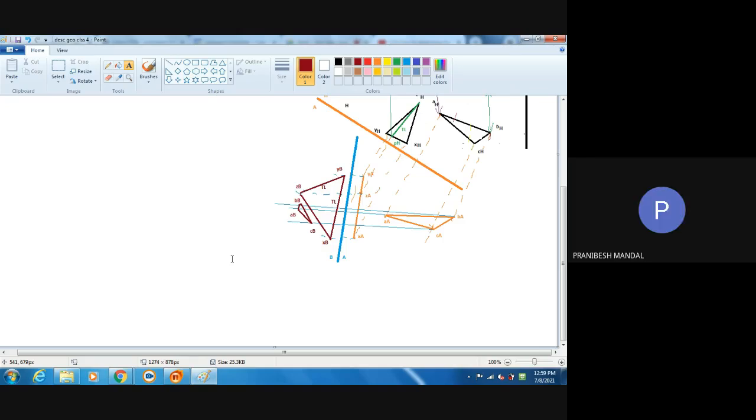So what is my motto now? I need to have ABC in an edge view in the next plane. Yes or no? And just tell me how can we do it? Can anybody say how can we really do it?